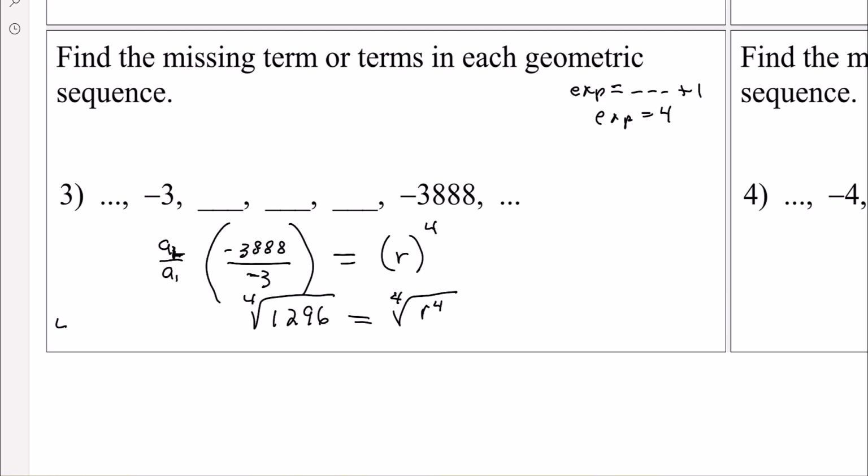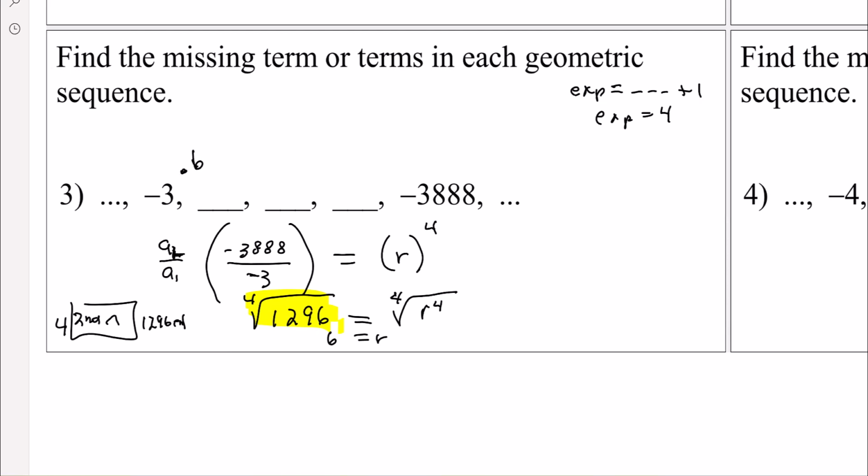We're going to type that in. So you're going to type 4, you're going to hit the second caret button. I'll do that now. 4, second caret, 1296, enter. And the fourth root of 1,296 is 6. So we're going to multiply.